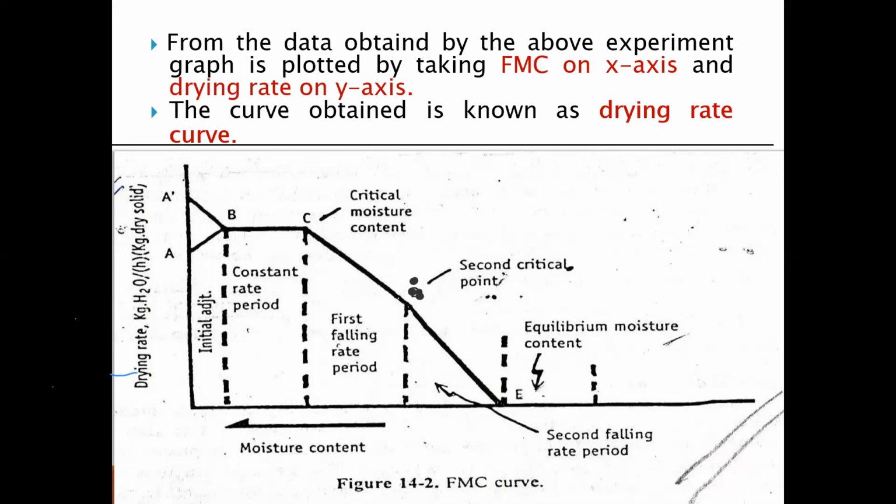It's constant, right? So that's why it is called the constant rate period. At the same time, what will happen? Moisture is evaporating from the surface of the solids. At the same time, the moisture from the internal solid substance is coming upward to the solid surface, right? This is a continuous process. So that's why in this case the temperature remains constant, and the drying rate is also constant.